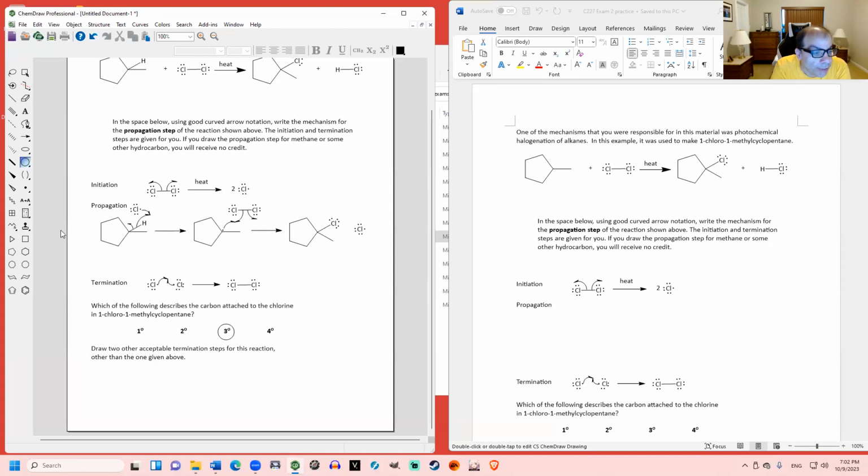Then it says, draw 2 other acceptable termination steps. All you need to do is look at all of the radicals you've drawn. We've drawn chlorine radicals, and we've drawn this radical. So for one termination step, you would show that radical reacting with a chlorine radical. Those two come together, and we'll get a small amount of the product from that termination step.